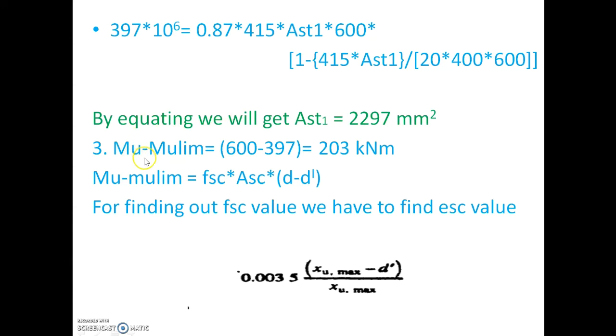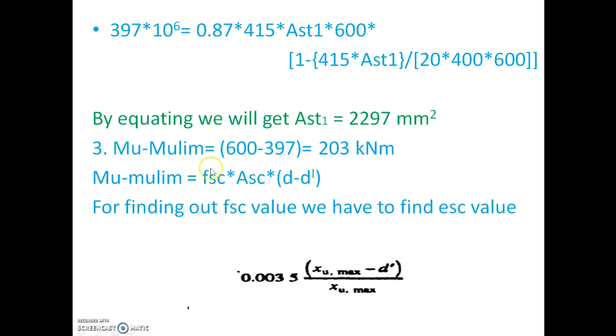After finding out the AST1 value, we have to calculate the ASC value. So we have to find out Mu minus Mu limiting. That is, the Mu value is already given in the problem, that is 600 kilonewton meter, minus the Mu limiting value, that is 397. So finally the balance moment we have to design is 203 kilonewton meter. In IS 456 2000, the Mu minus Mu limiting equation is equal to FSC into ASC into D minus D dash, for finding out the area of steel in the compression zone.